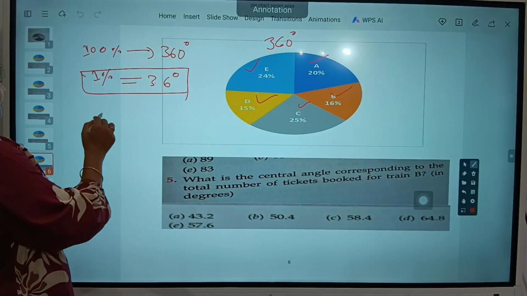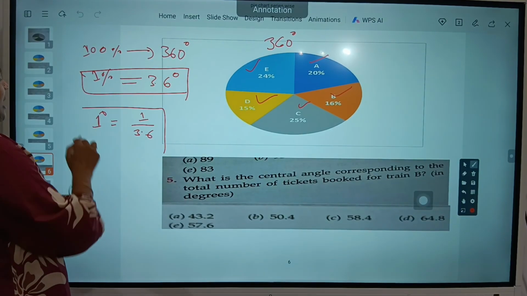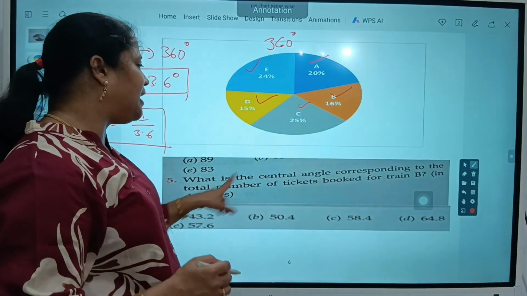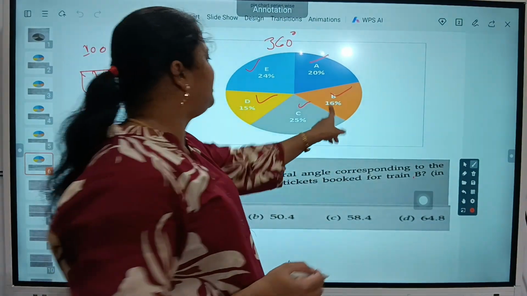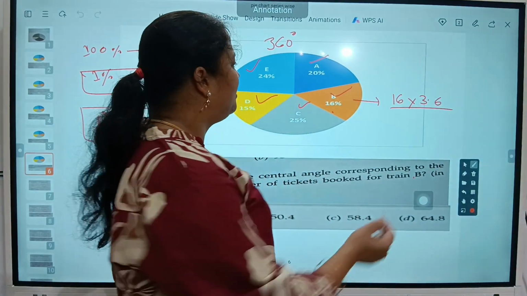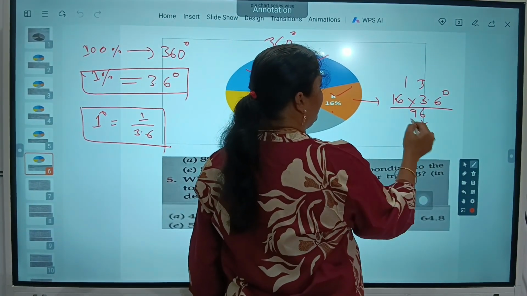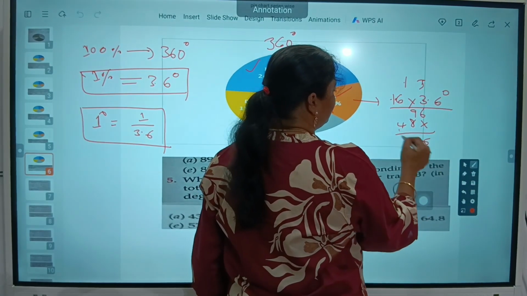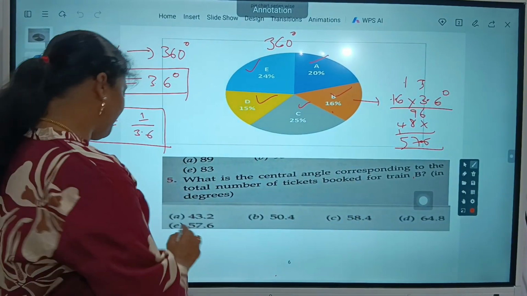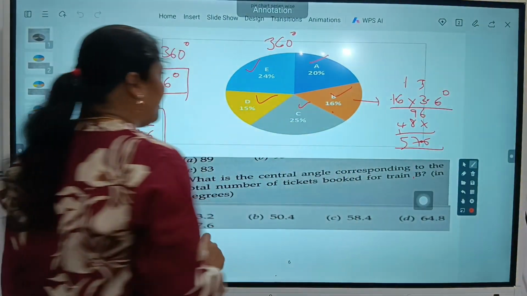1 degree is equal to 1 by 3.6. This formula you have to remember, then only pie chart will be easy for you. So now we have to find out the central angle corresponding to train B. Train B how much? 16. So 16 into 3.6 we will do. Okay, so the central angle is 57.6. E is the answer. Now we will move to another question, another graph.